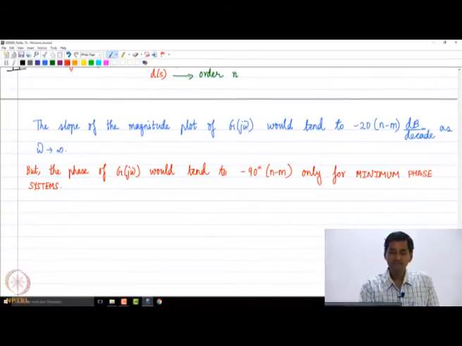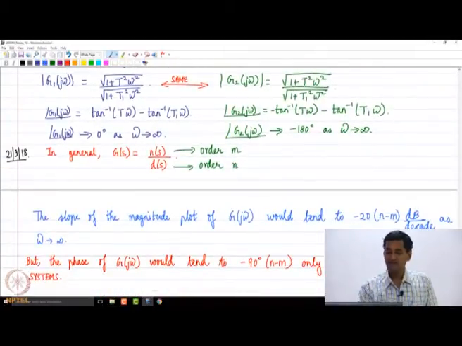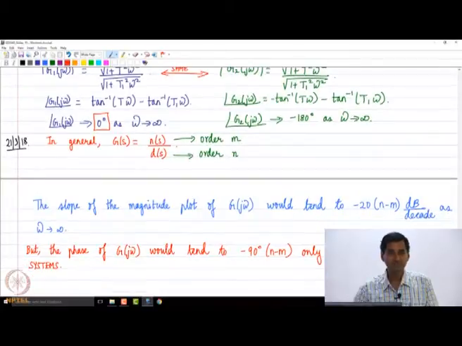Once again, we could observe it from the previous example, right. In the previous example, once again n was 1, m was 1. So, what happened? We saw that the phase went to 0 degrees as omega tends to infinity for the minimum phase system, because n minus m is 0. So one can immediately observe the generalization. But for a non-minimum phase system, we saw that it went to a value different from minus 90 degrees times (n minus m). So that's what happens.